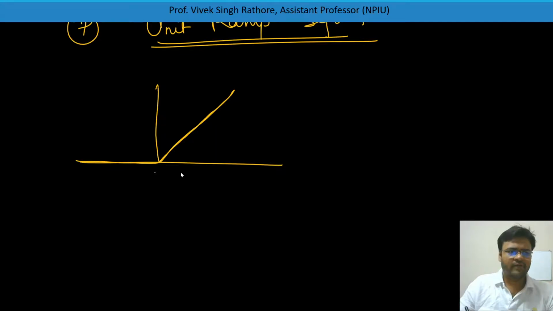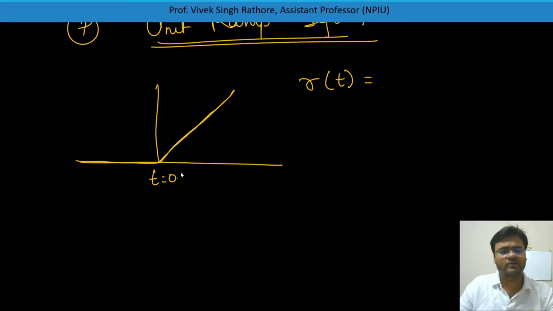When it starts at t is equal to 0, we represent it as r(t). The unit impulse was represented as delta(t), and the unit step was u(t), so the ramp signal is represented by r. It starts at t is equal to 0, that's why I am taking it here as t. Later on I will tell you how we can do shifting, and then you can write r(t minus 1) or something, but here it starts at 0, so we will write r(t).